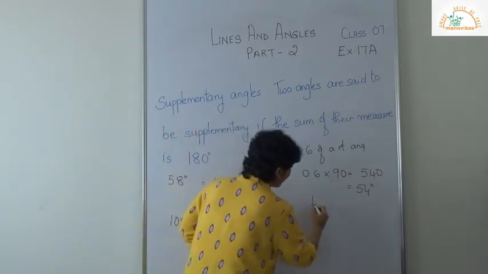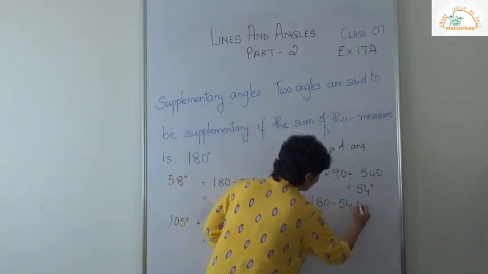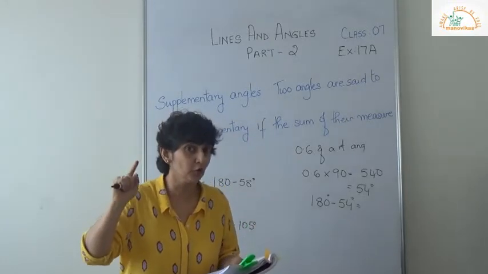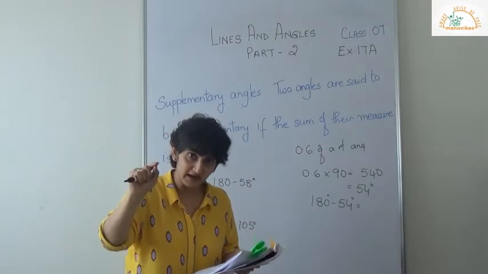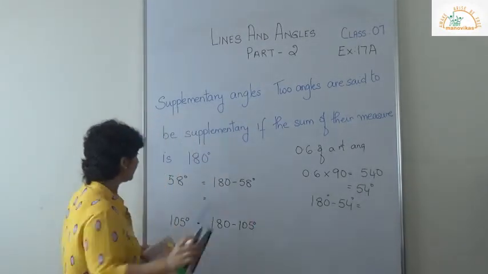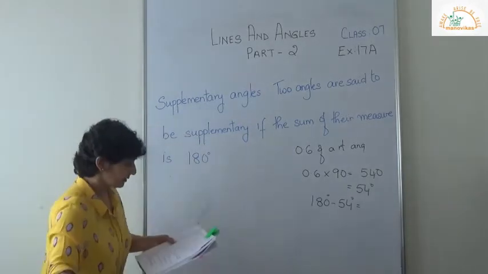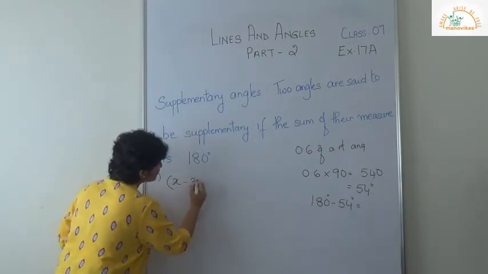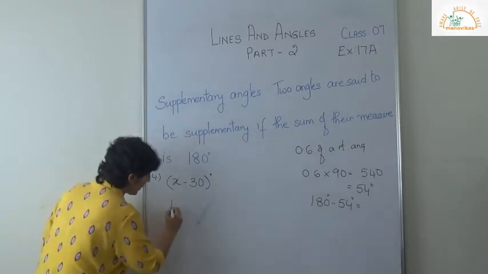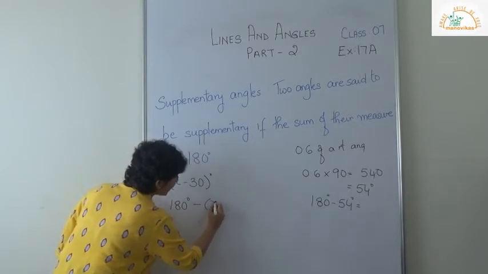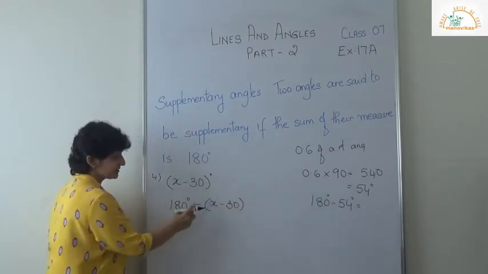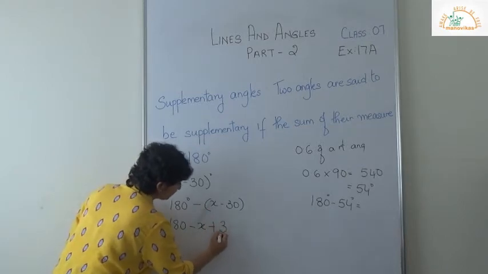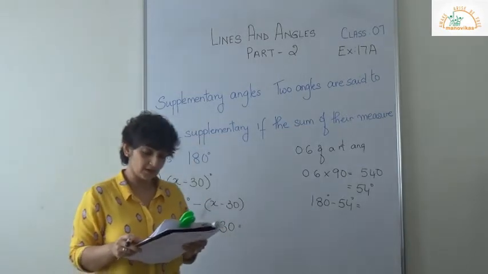So, how to find the supplement? 180 minus 54 degrees. Clear, children? Have you understood? Then x minus 30 degrees. So what will you do? Yes, 180 minus of x minus 30. This is your fourth sum. x minus 30 degrees. So what are you going to do? 180 degrees minus x minus 30 degrees. Take care of the sign. It will be 180 minus x, and minus minus will give me plus 30, and then you will work out.